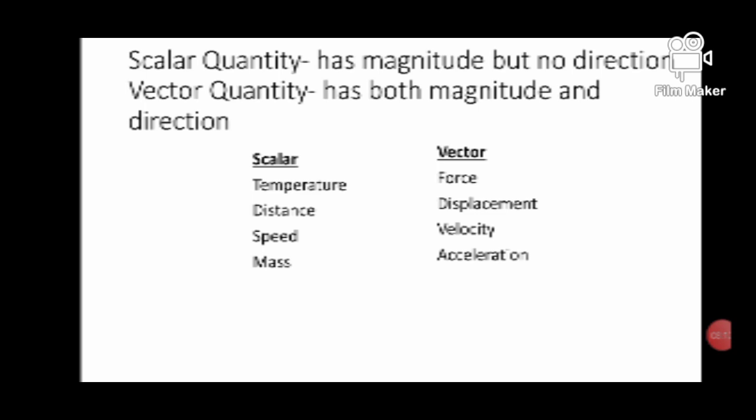Some more scalar quantities are speed, which only describes the speed of an object, and mass. So they are only scalars. And some vector quantities are velocity, because velocity tells the direction, and acceleration. Acceleration tells us how fast the velocity is changing.